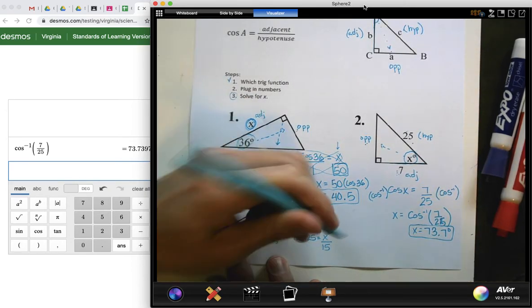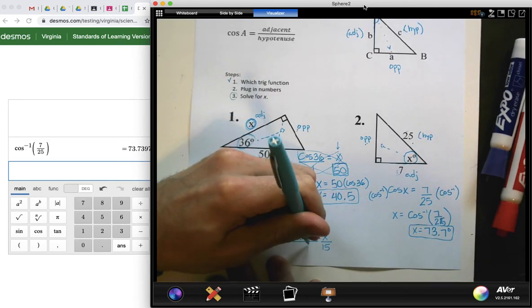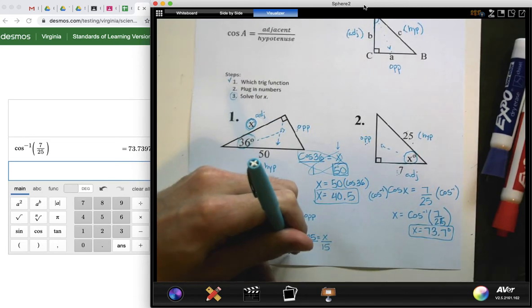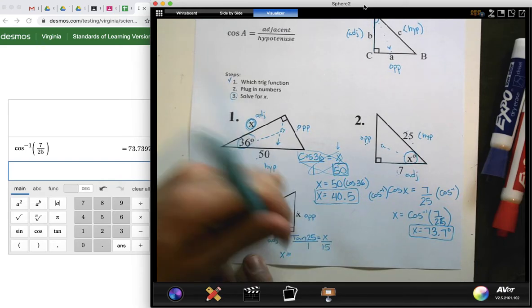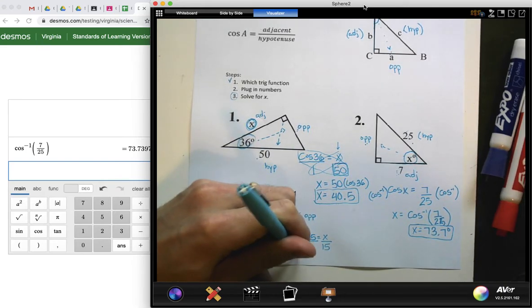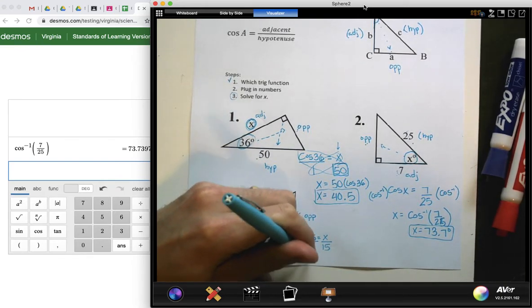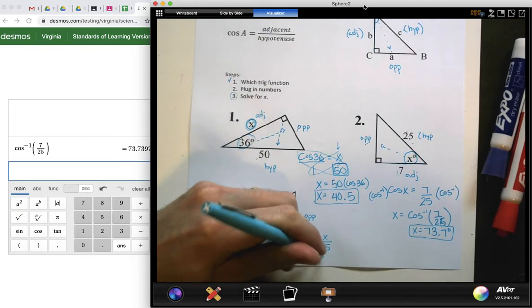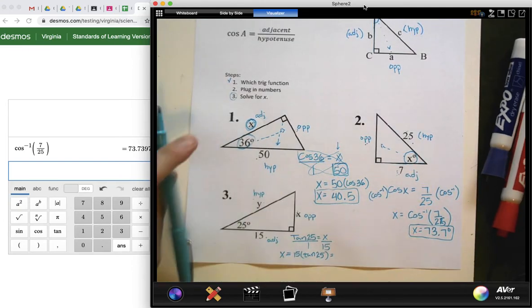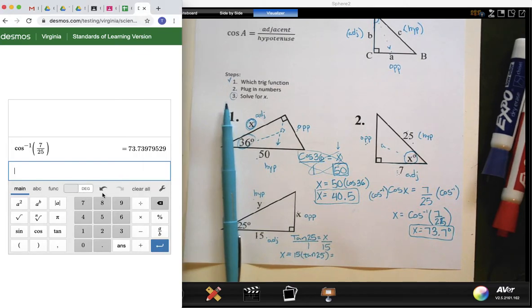Okay, now just like we did on the first problem, if I put this over 1, I can cross multiply and I can say x is equal to 15 times tangent 25. So let's go to our calculator. 15 times tangent 25, clear all, and let's just do 15 times tangent 25, and that's going to be equal to, let's round up to 7.0.